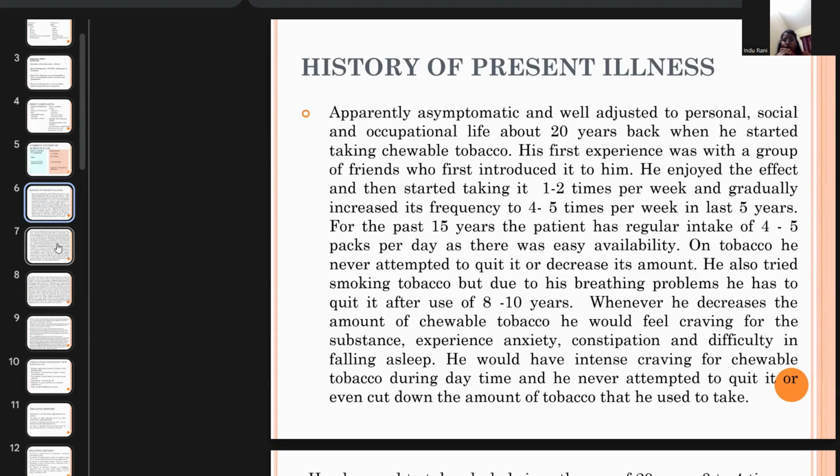He also tried smoking tobacco, but due to his breathing problems, he had to quit it after use of 8 to 10 years. Whenever he decreases the amount of chewable tobacco, he would feel craving for the substance, experience anxiety, constipation, difficulty in falling asleep. He would have intense craving for chewable tobacco during day and night, and he never attempted to quit it or even cut down the amount of tobacco that he used to take.